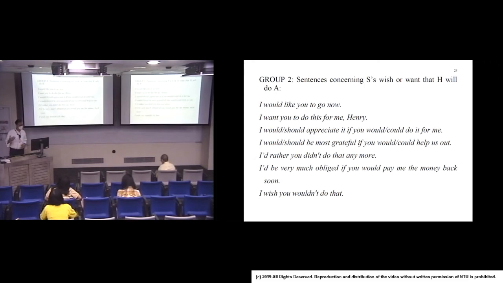A second group is sentences concerning the speaker's wish or want that the hearer will do the action. So, "I would like you to go now." "I want you to do this for me, Henry." "I would appreciate it if you could do this for me." "I would be most grateful if you would help us out." "I'd rather you didn't do that anymore." "I'd be very much obliged if you would pay me the money back soon."